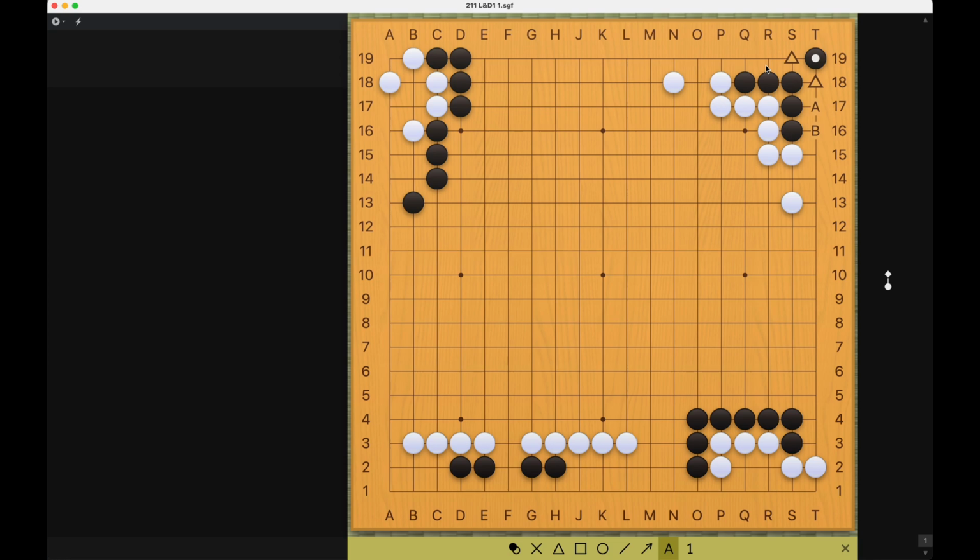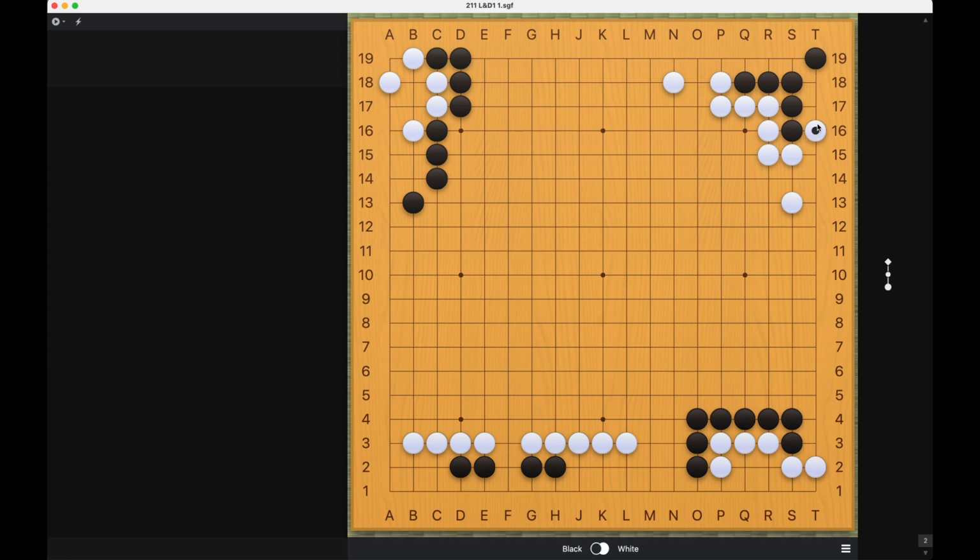eye on one side. So for instance, if white plays this, then black is able to make a real eye here. If white comes in, then black will capture this white stone and make a real eye here. And the same on the other side. So black will have two real eyes this way.